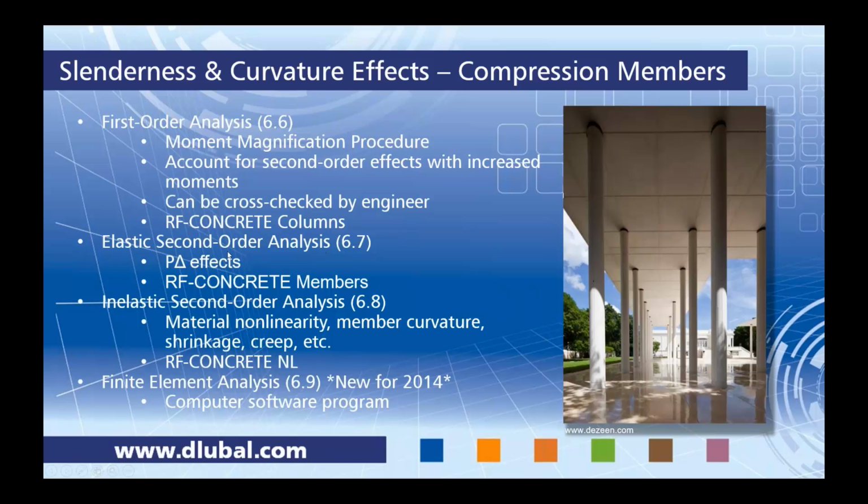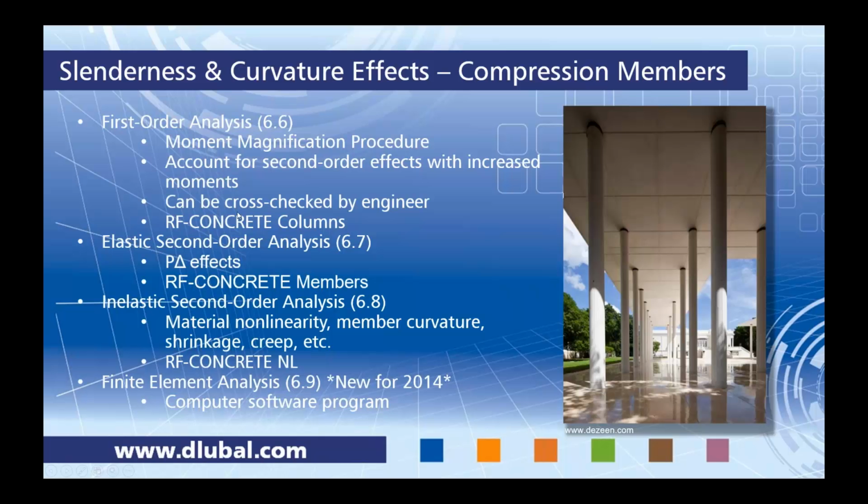Now, the second option the code gives us is elastic second order analysis. This is chapter 6, section 7. This is P delta effects. So this is done in the add-on module we were just in, RF concrete members. If you prefer to do a column analysis according to elastic second order with P delta effects, this is the add-on module you'll use. So realistically in our program, we have 2 different options to do column design. First order analysis with moment magnification, or to consider P delta effects with an elastic second order analysis in the add-on module we were just in, RF concrete members.